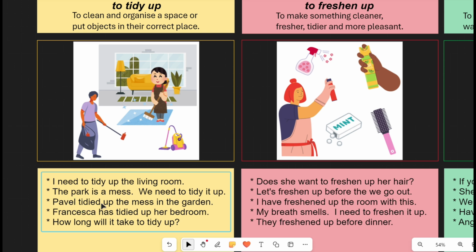Pavel tidied up the mess in the garden. Now this is here your past simple. He did it in the past. He tidied up the mess.